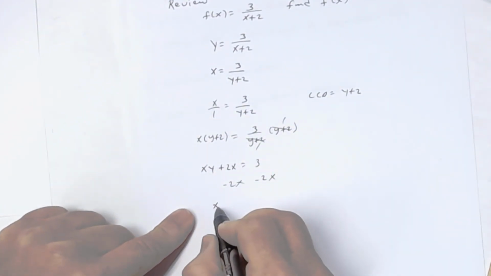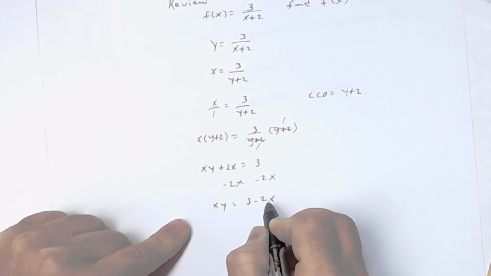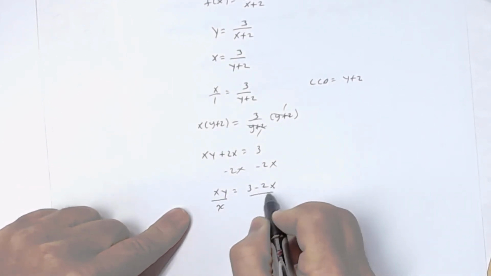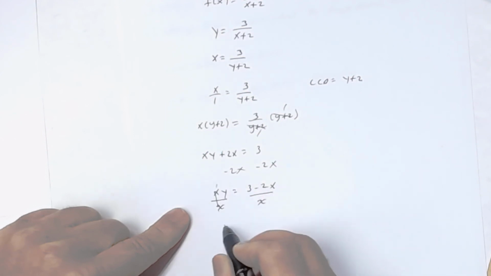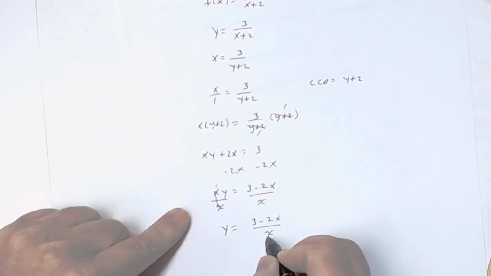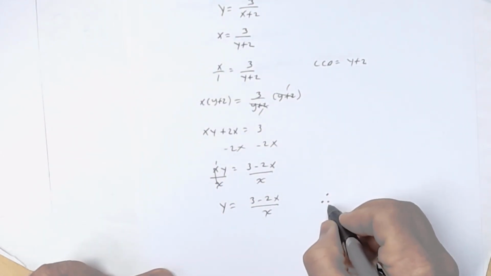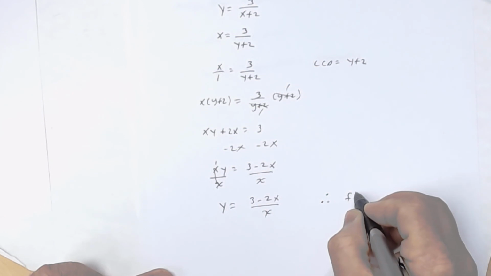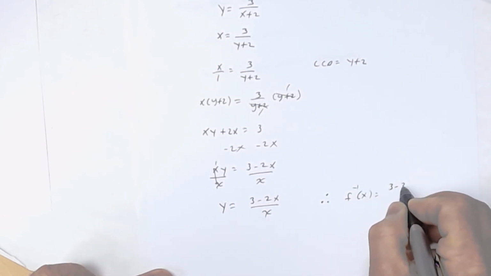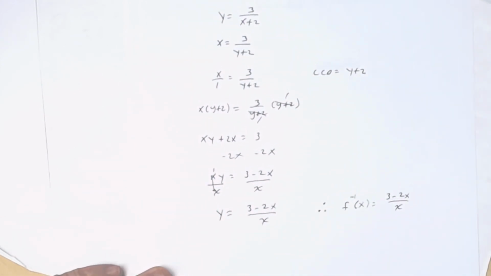And so then I get x times y equals 3 minus 2x. And then to get y by itself, we're going to divide both sides by x, just like this. And so we get y equals (3 minus 2x) divided by x. And that is your inverse. So therefore, we're going to say f inverse equals (3 minus 2x) divided by x. All right, so that's the inverse.